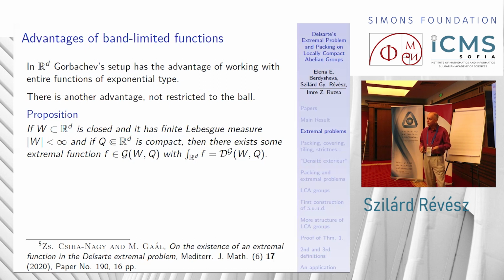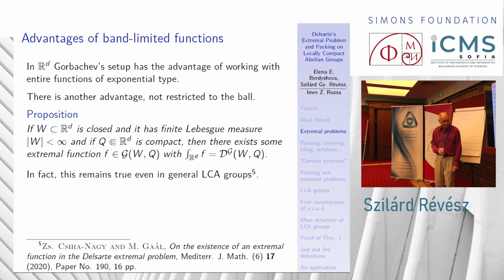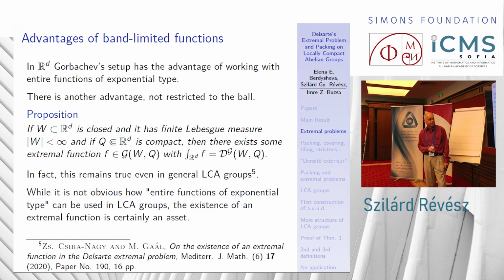Sometimes to analyze or to find the extremal function, the extremal value, it's easier if you know for sure that there exists an extremal function. And in fact, this remains true even in general compact groups. Two young postdocs of mine did this research. But it's not clear how entire functions of exponential type can be used in locally compact groups.